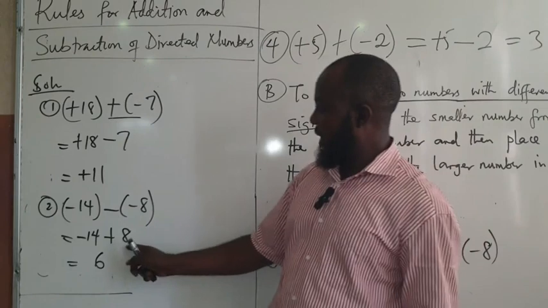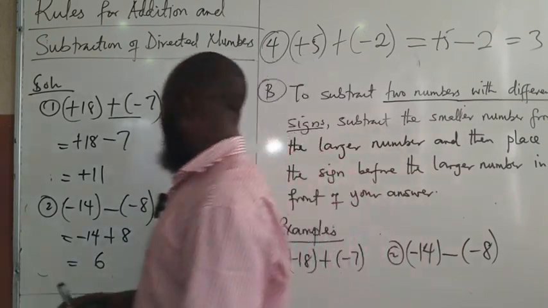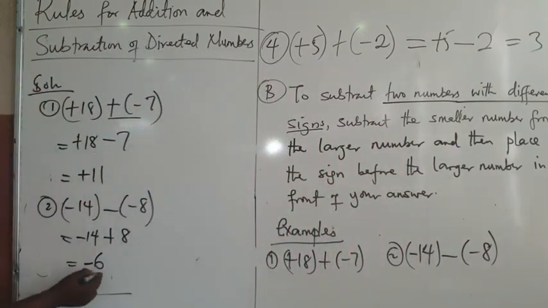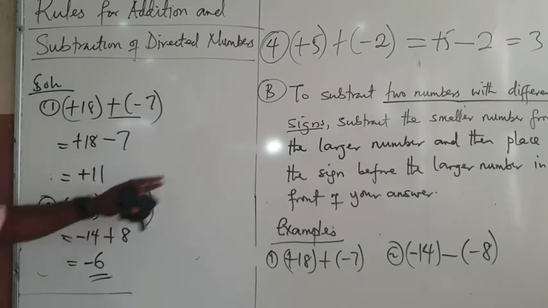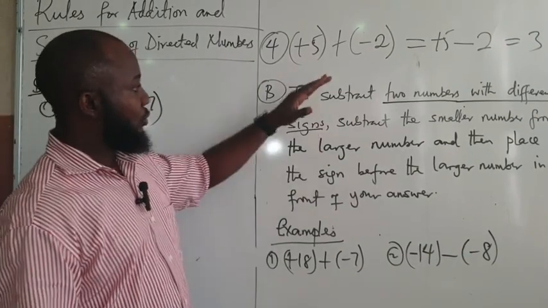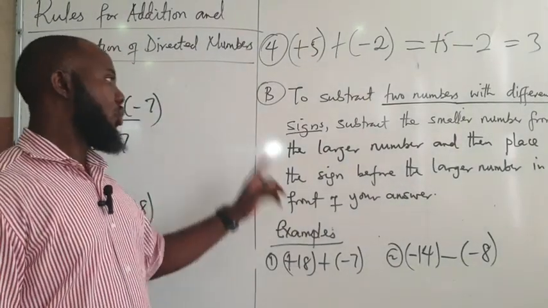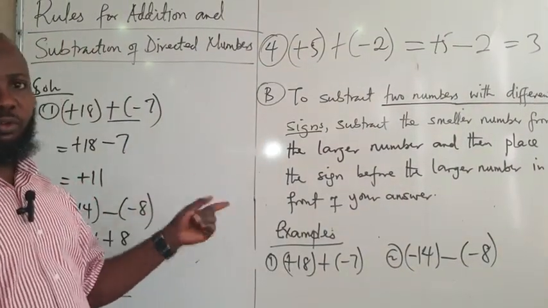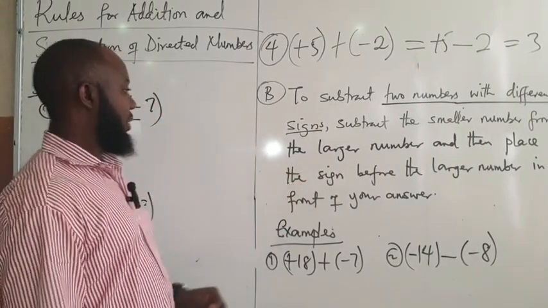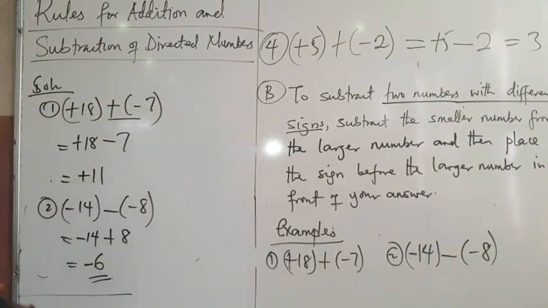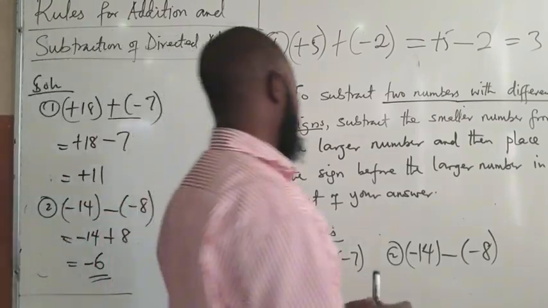So what's the sign before the larger number here? It is minus. So that means the answer is what? Minus 6. I hope this is very clear. So once you know this aspect of the rules of addition and subtraction, you will never make a mistake when you are solving problems in mathematics. Very, very important. You take note of this. Is that clear? So we then move to the other part.